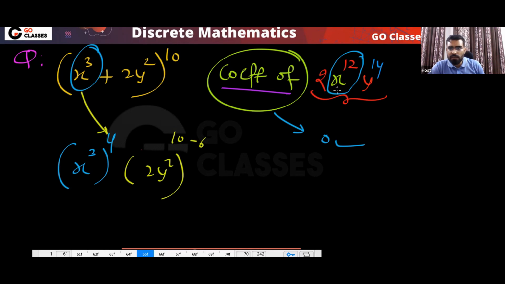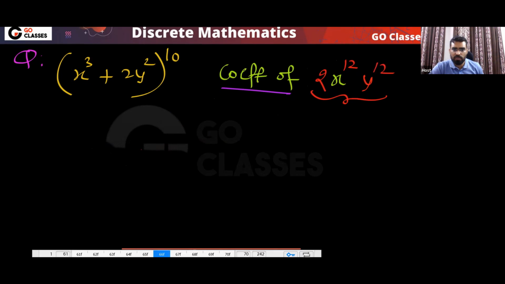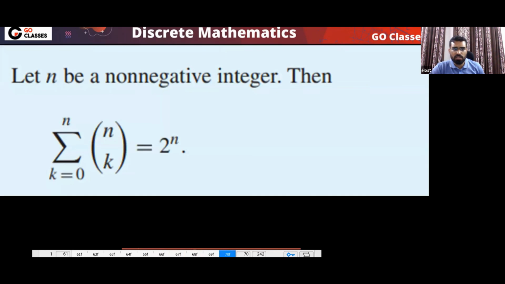So you can notice, if you have x power 12, then automatically y power will be 12. Y power will not be 14. So here the answer will be 0. Okay, so this is the idea. You can get only y power 12. Like this, you can handle all these things.